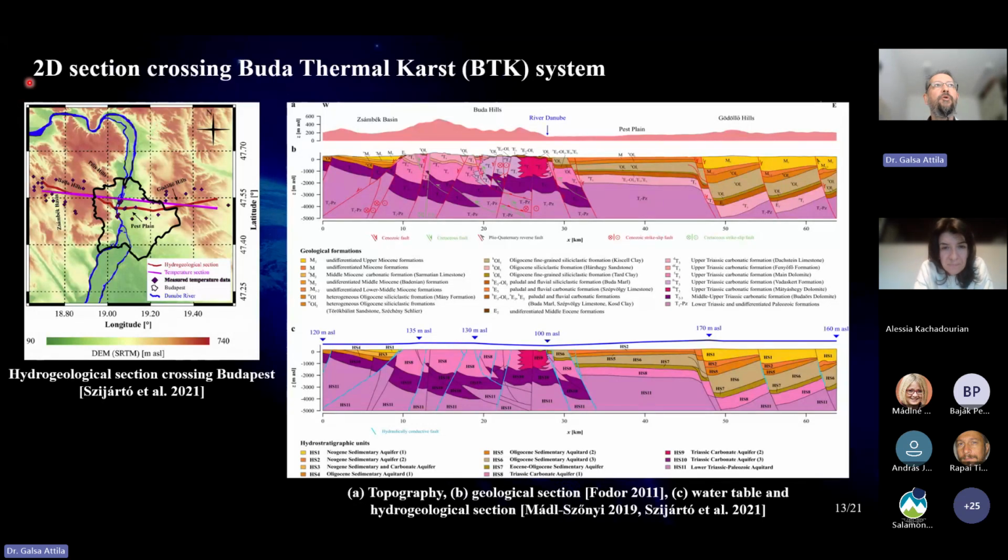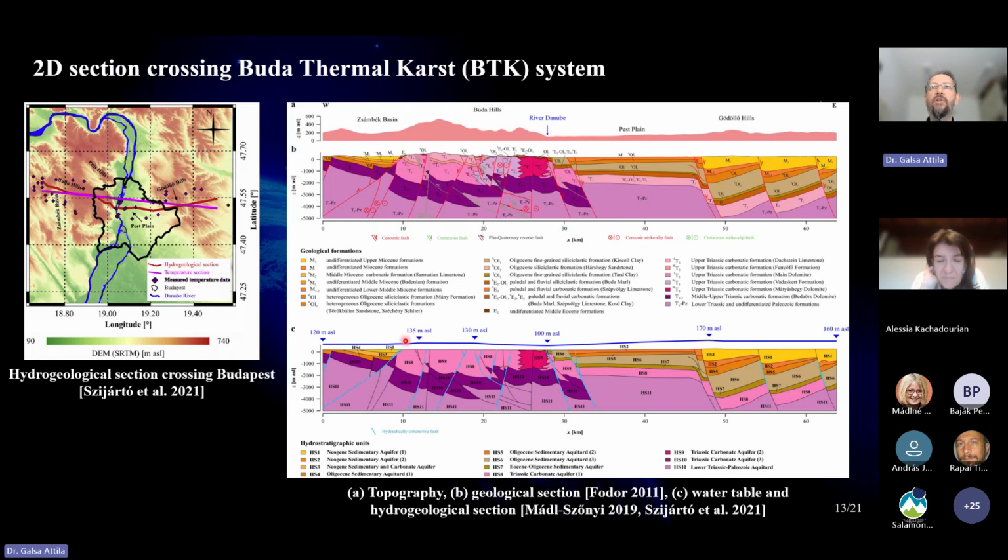So the operation of the topothermohaline model was demonstrated along a 2D hydrogeological section crossing the Buda thermal karst system in west-east direction. In the right figure, you can see the topography and the geological structure along the section, which is divided into 2 parts by the river Danube, into the western part and into the eastern part.